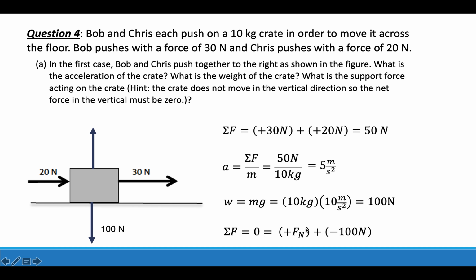So acting in the positive direction, upward, we have this support force, which we call the normal force. And then we have to add to it the weight, but the weight is acting down, so it's considered to be negative because it's acting in the opposite direction, which basically tells us that in order for these two forces to be equal to 0, that support force is going to have to equal 100 newtons. So the fact that it's not moving at all in the vertical means that all of these forces along the vertical are going to have to cancel each other out, acting in opposite directions or be equal to each other.